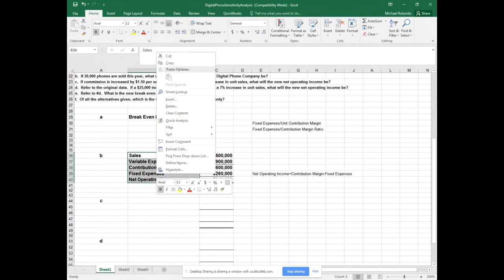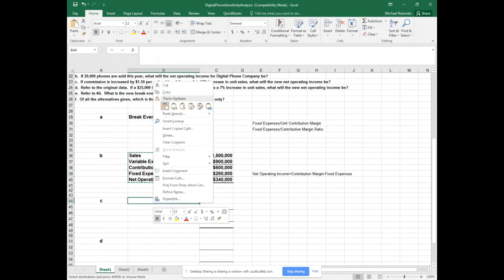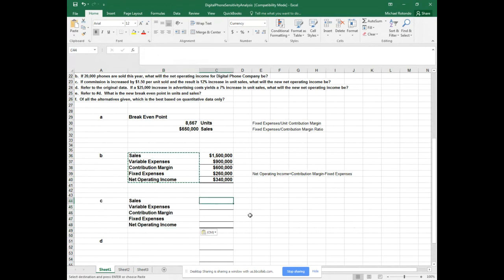So we could just copy this. And we can take the 20,000 units, okay? So we're saying if we had 20,000 units and now we're expecting a 12% increase in unit sales, not in dollars, but in unit sales, we can multiply that times 112%, or 1.12, times the $75. That's our sale price. That gives us $1,680,000. So as expected, our sales are higher.